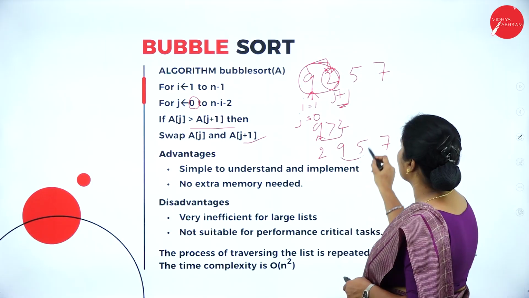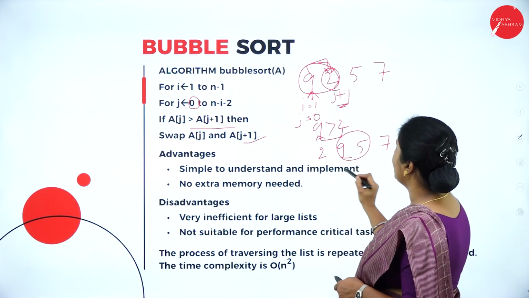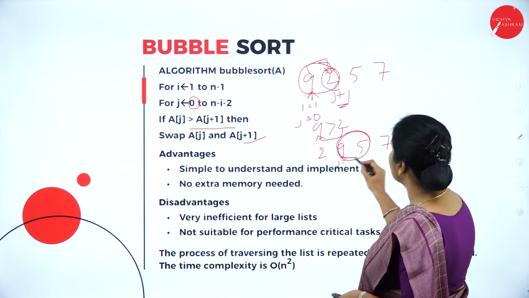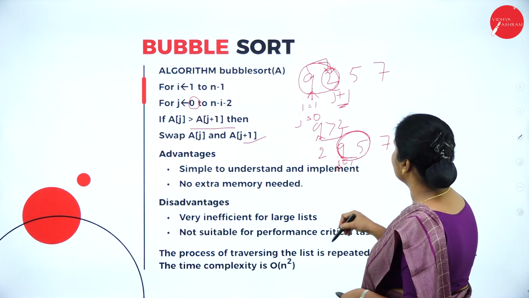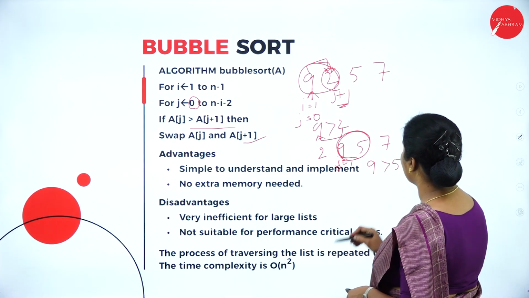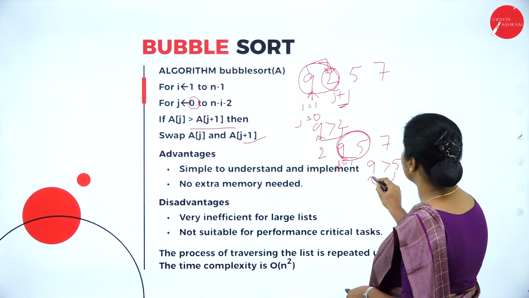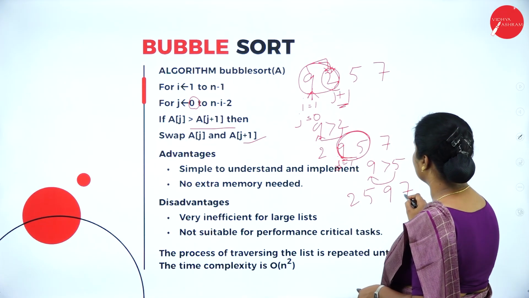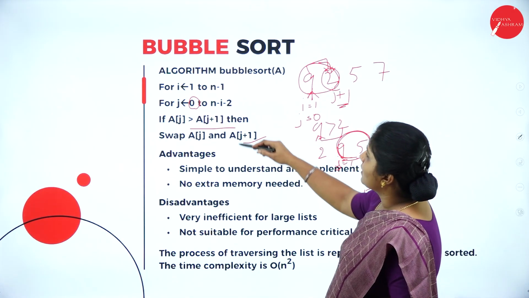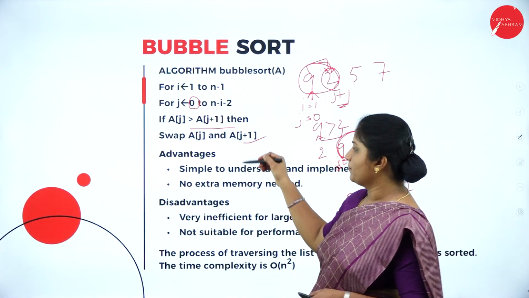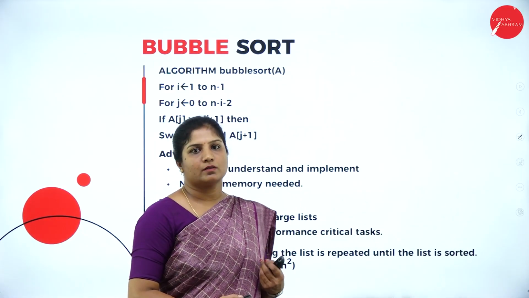Then again compare these two. J will be incremented to 1. Then compare 9 with 5. 9 is greater than 5. Then again swap these two. Answer is 2, 5, 9, 7. So like this, the algorithm of the bubble sort works. So this is how the bubble sort algorithm works.